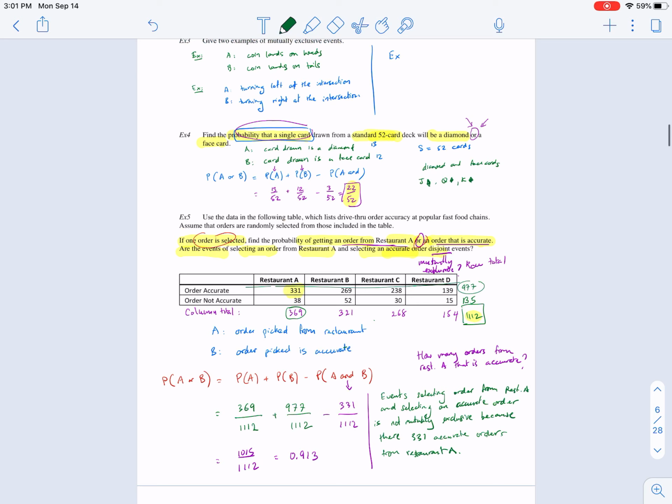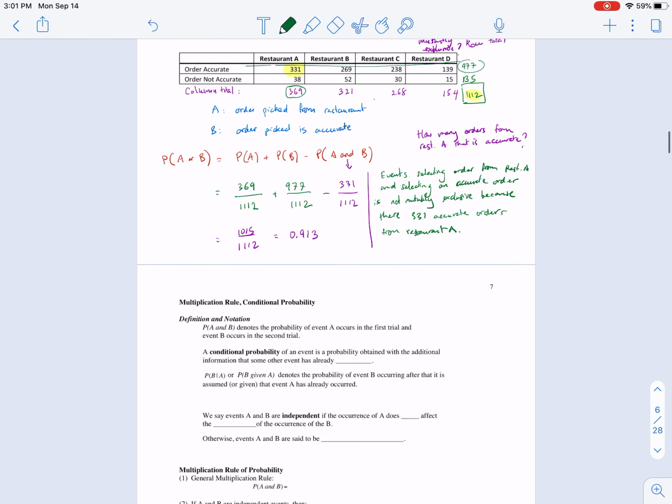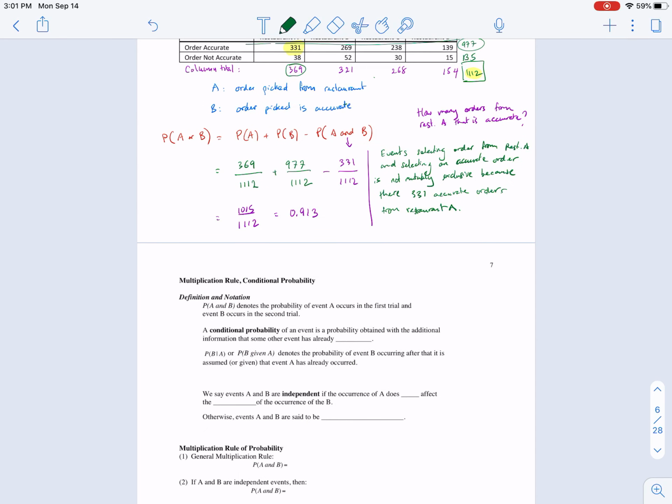All right, so I'm going to go ahead and pause on this video, and in the next video, I'm going to start on the multiplication rule and conditional probability.